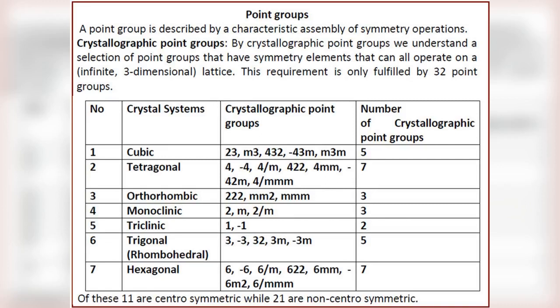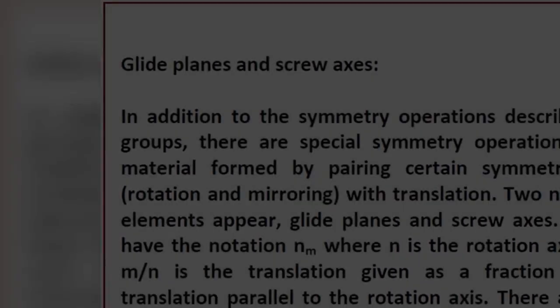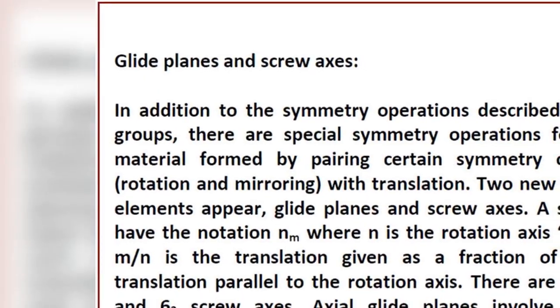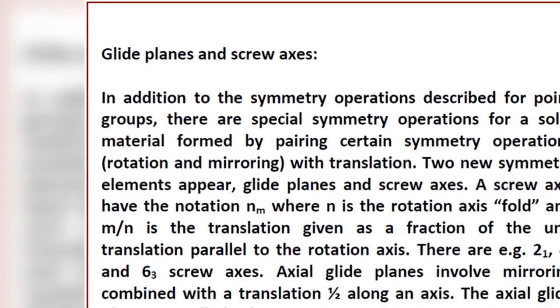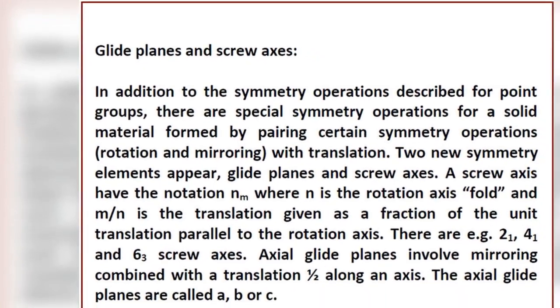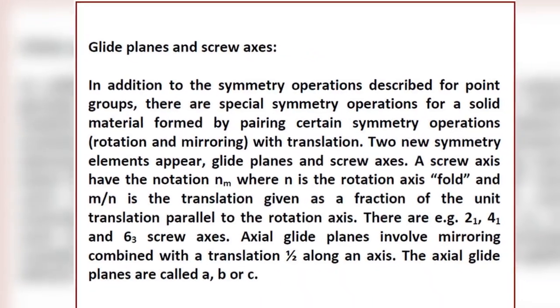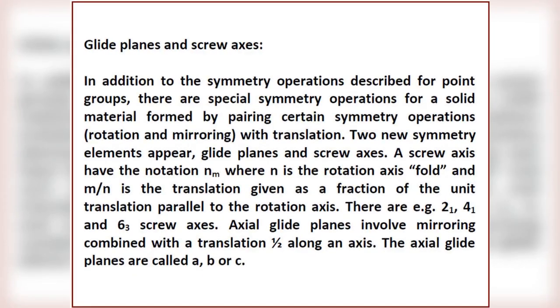Of these, 11 are centrosymmetric while 21 are non-centrosymmetric. There are a total of 32 point groups. In addition to the symmetry operations described for point groups, there are 2 special symmetry operations. They are the glide plane and the screw axis.